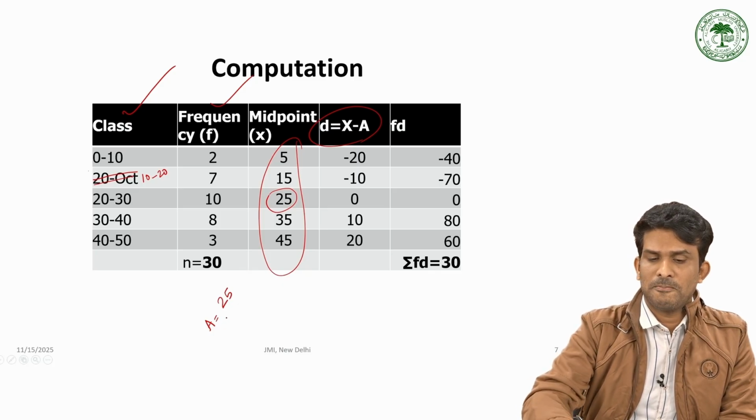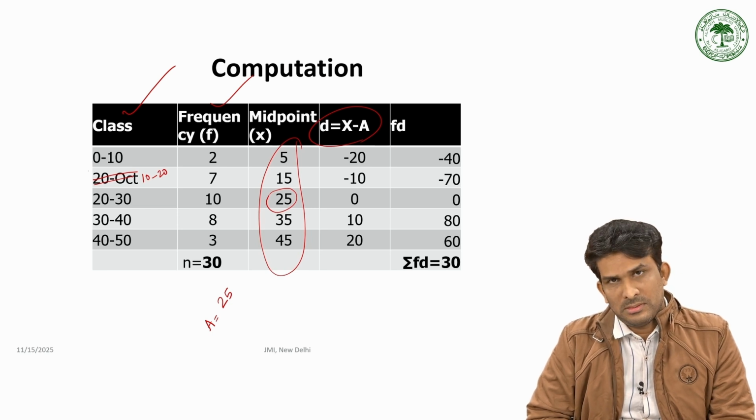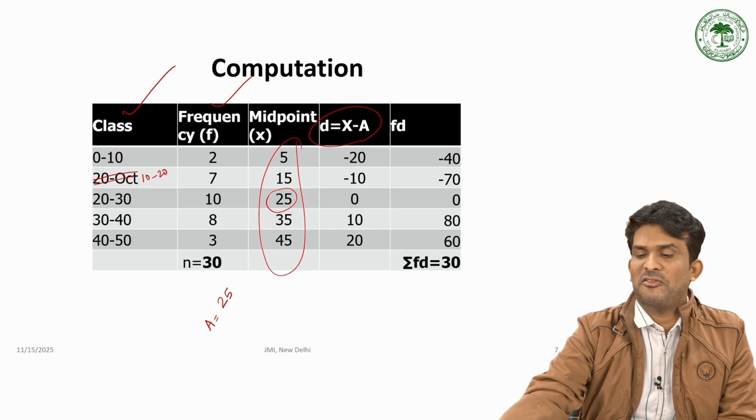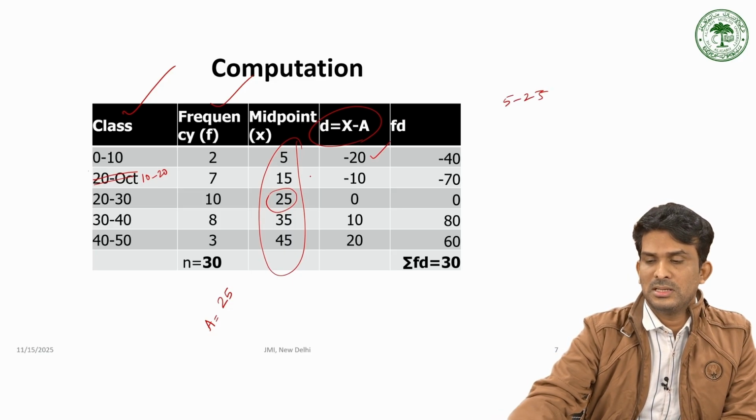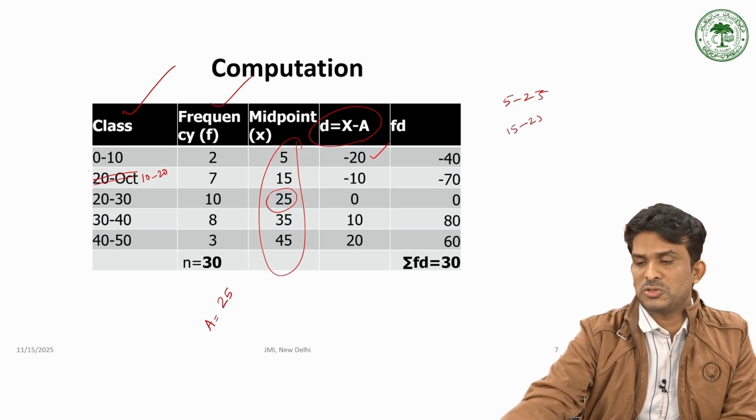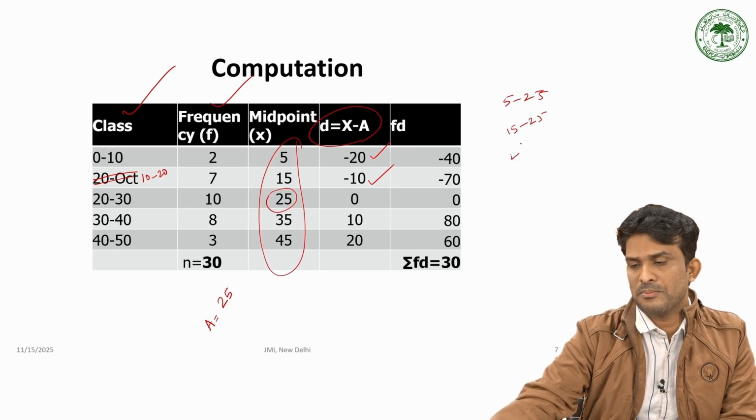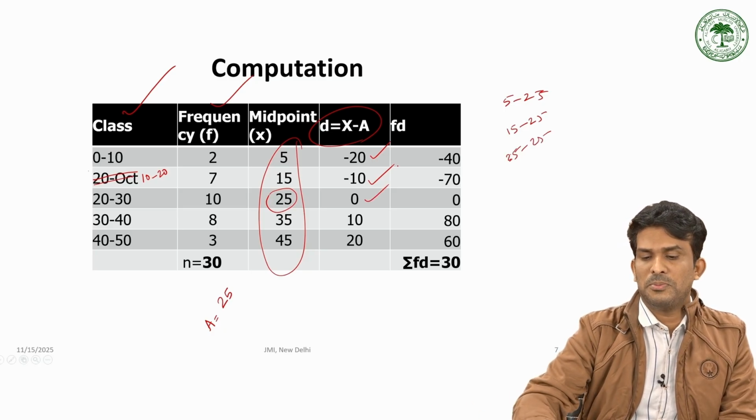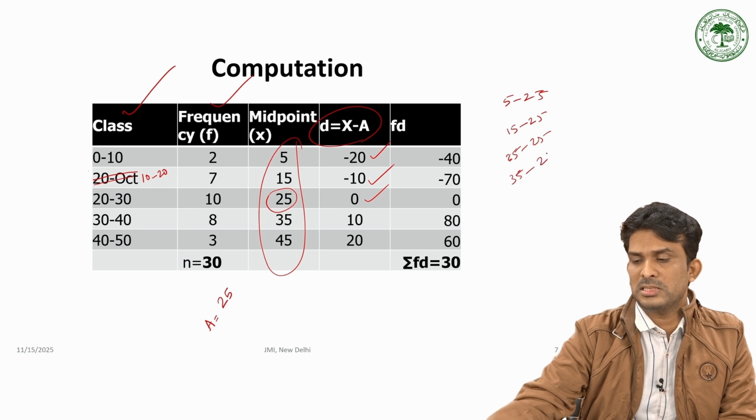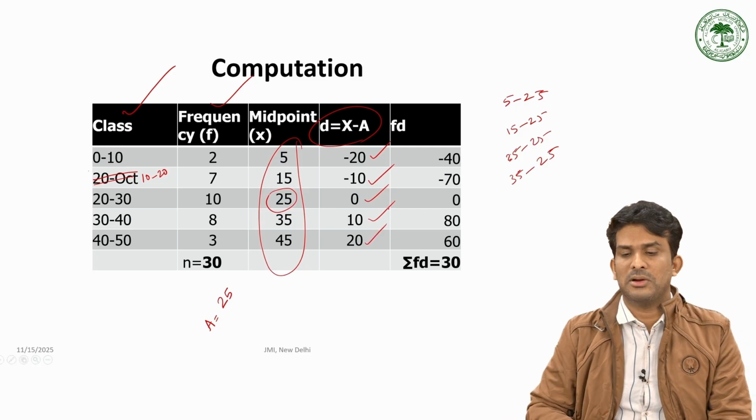Assumed mean is 25. So first midpoint 5 minus 25, I got a value minus 20. Next is 15 minus 25, I got a value minus 10. Next midpoint is 25 minus assumed mean 25, I got 0. Next midpoint is 35 minus assumed mean 25, I got 10. In the other case, I got 20.